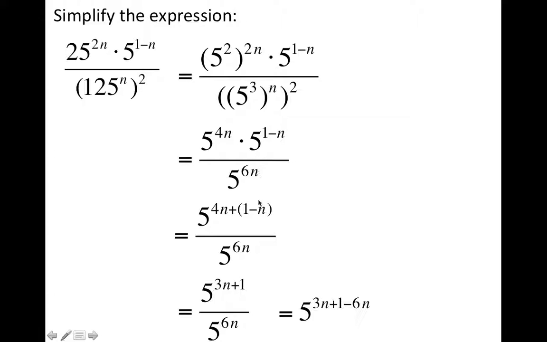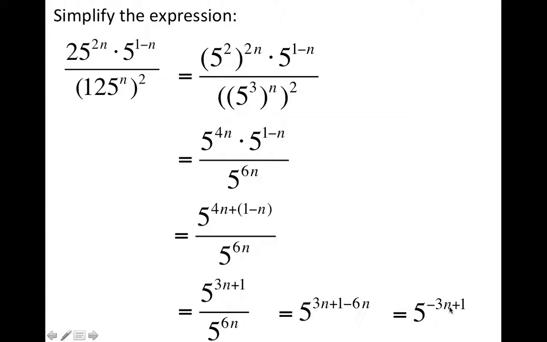So just think of it that way. It doesn't matter if it's just 5 squared times 5 cubed and you'd add those. It's the same rules that apply here, all right? So now we're going to subtract those and you get this: 5 to the negative 3n plus 1. So this has been simplified fully.